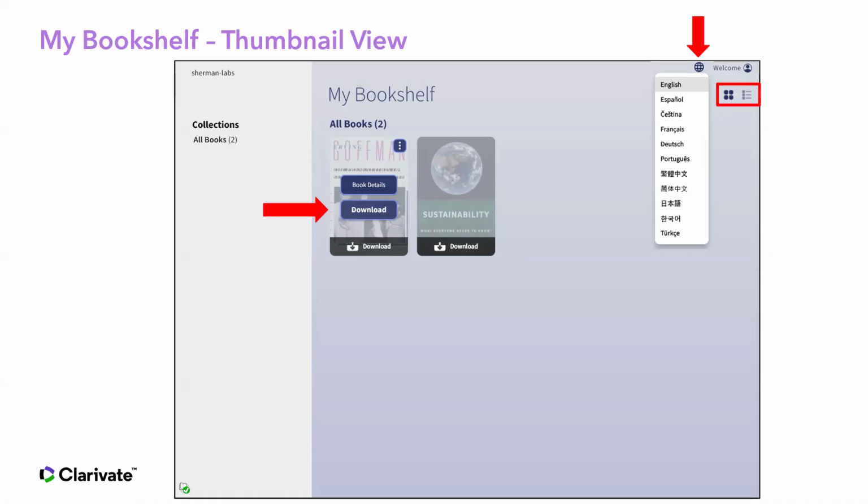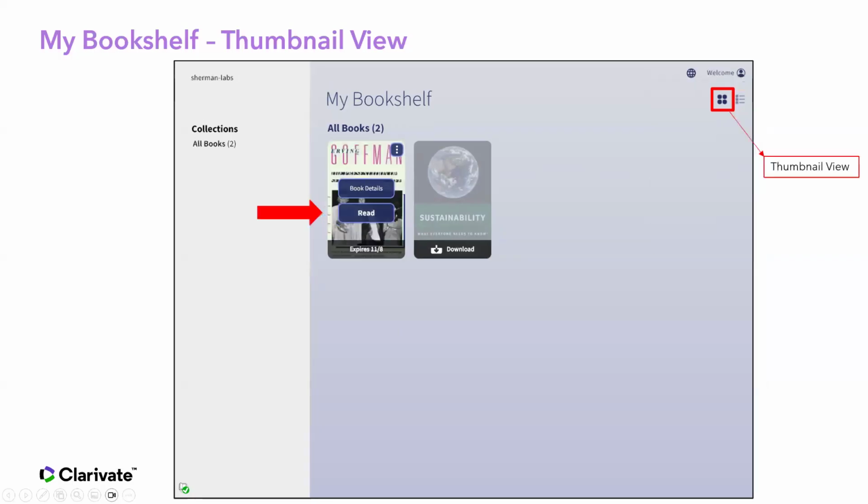So in our current example here, both titles are grayed out. They've been added to my bookshelf, but they've not been fully downloaded in the app yet. So you'll see the option to either go to the book details page or the option to download. If we click on download, our cover art turns to color, and then instead of the option to download, we get the option to read.